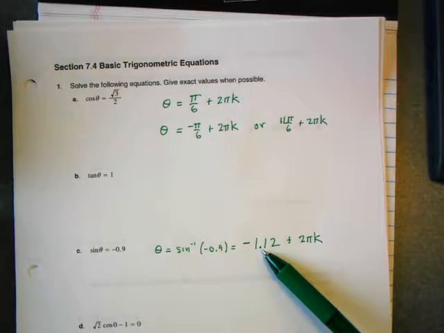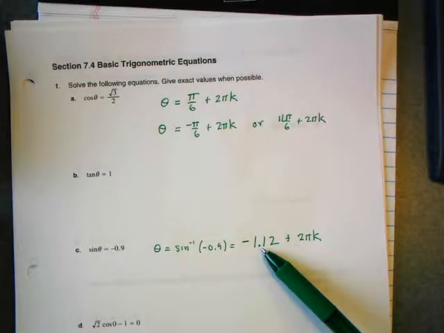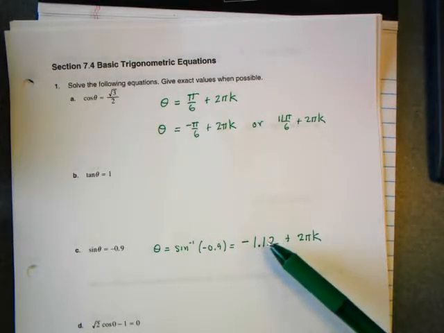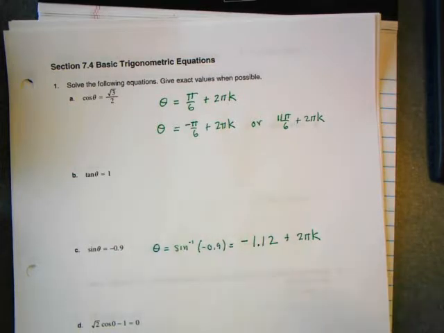Now, we also need another answer where? In quadrant number 3, because sine is negative in quadrant 4 and quadrant 3. All right, so how do I get the answer in quadrant number 3? Pi minus that?